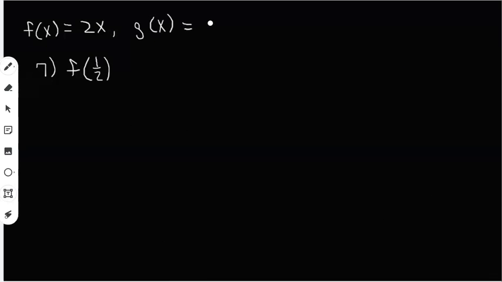Okay, let's look at number 7. 7 says find f of 1/2. And just as a reminder, f of x is going to be 2x, 2 times x. G of x is going to be 2x minus 3. And h of x is going to be 4x squared minus 3. And those are the 3 functions that we're going to be looking at today.